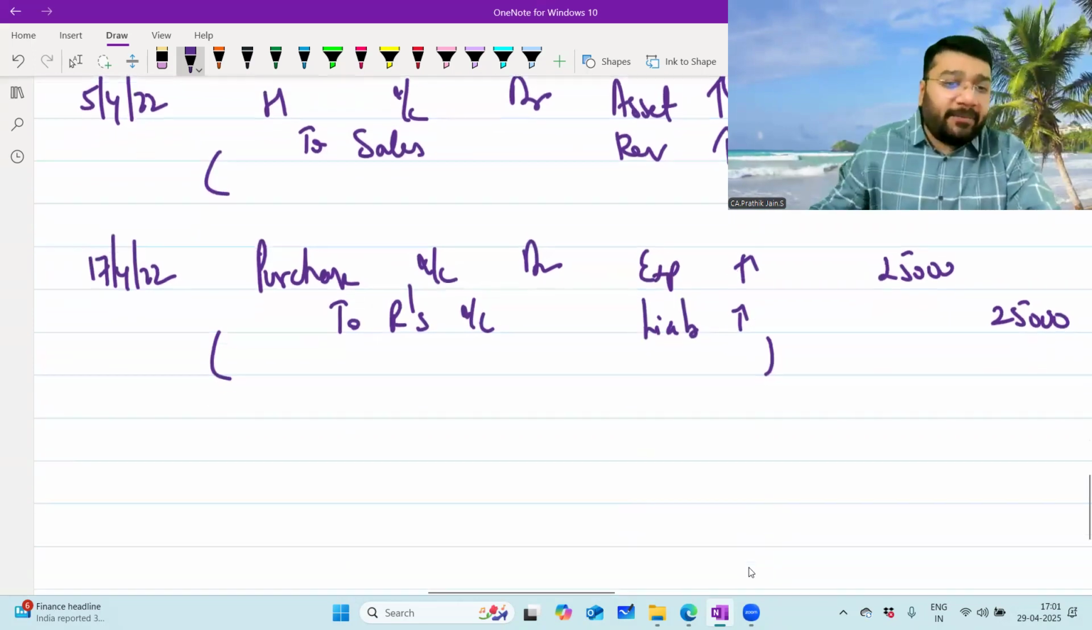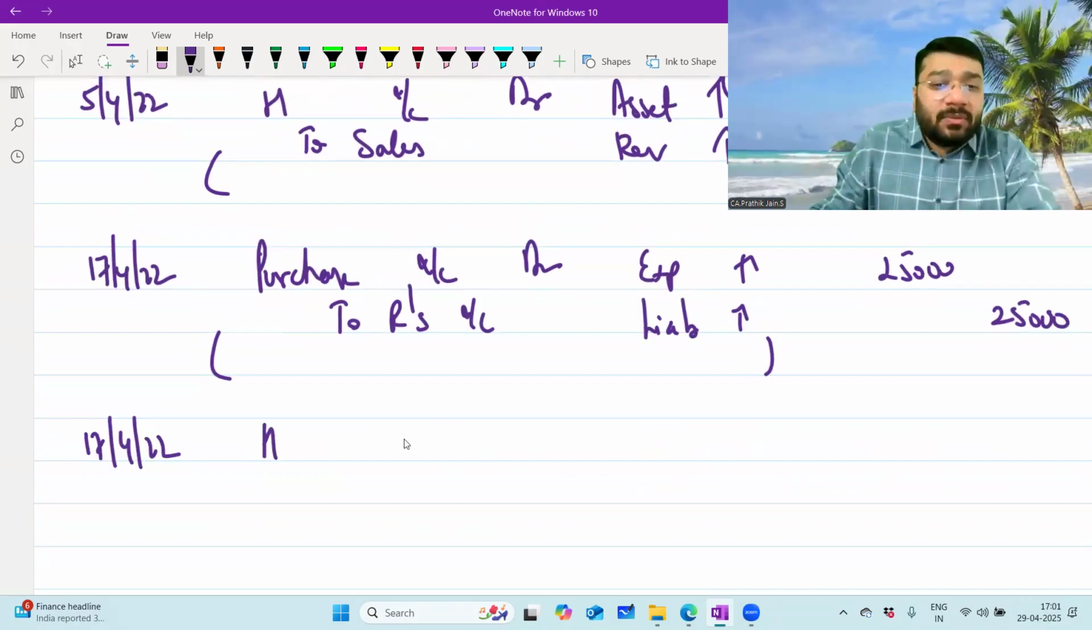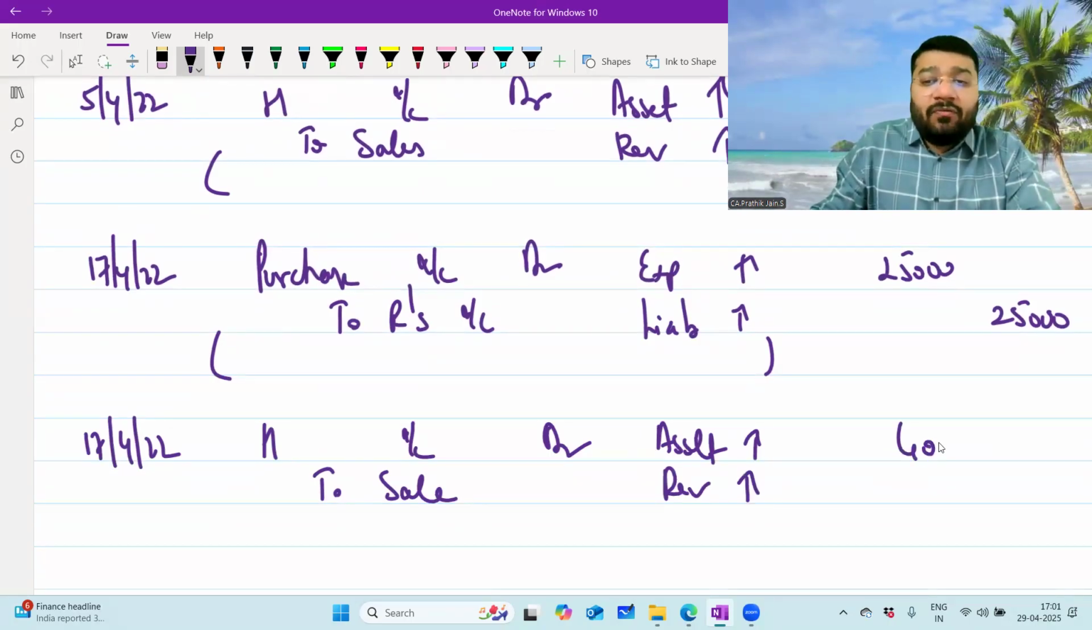On the same day, what is happening? Credit sale. To whom? H. So 17th April 22, H account debit to sale. Same classification. H is asset, debtor increasing. Sale is revenue increasing. How much is it? 40,000.